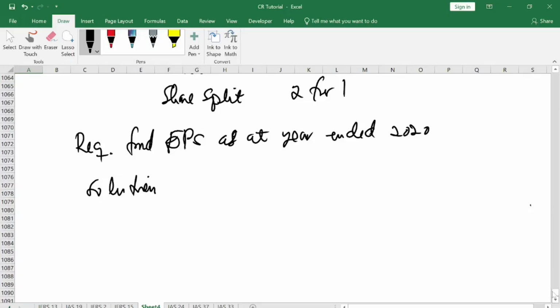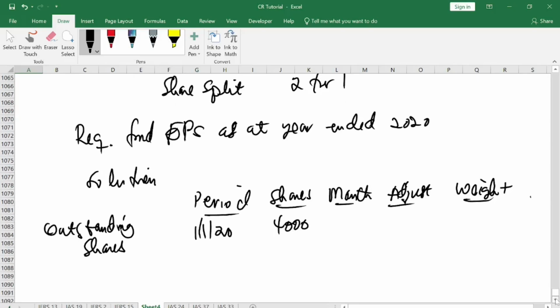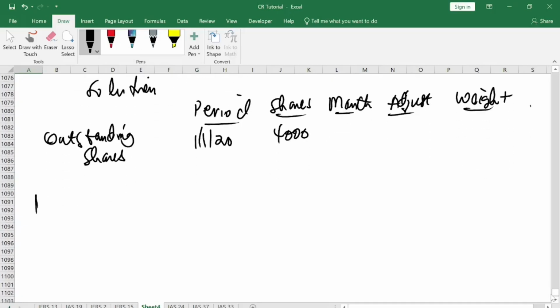I say that the key note of this share split is that it is applied retrospectively. Example with the solution. You start with your period, your number of shares, the months, your adjustments if any, and then your weight. Your outstanding shares as at 1st January 2020 were 4,000, and then you had a new issue on 1st April 2020, which was 1,000.